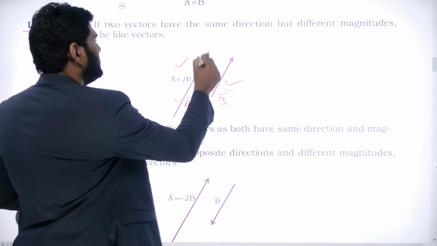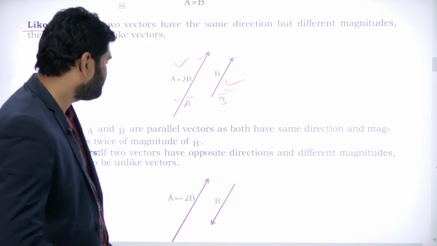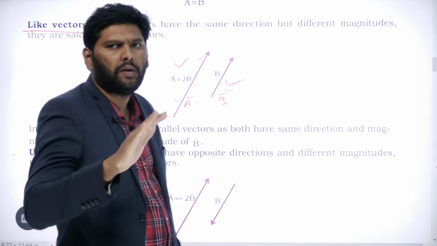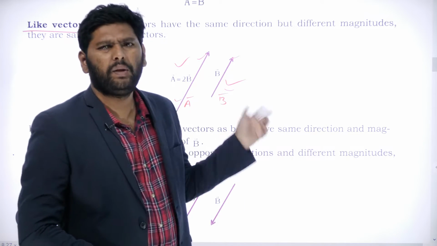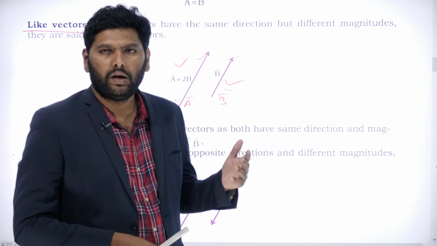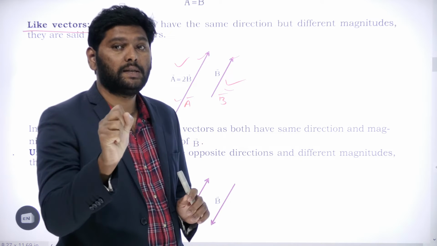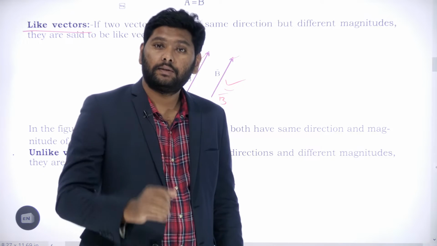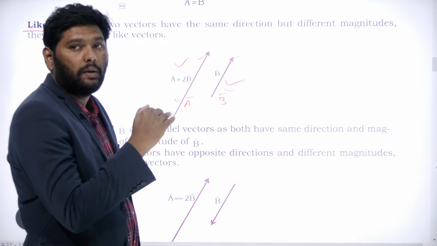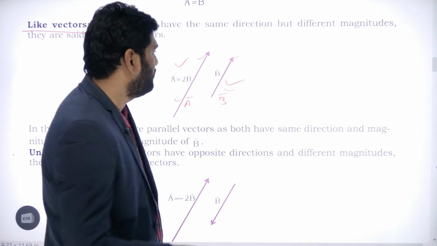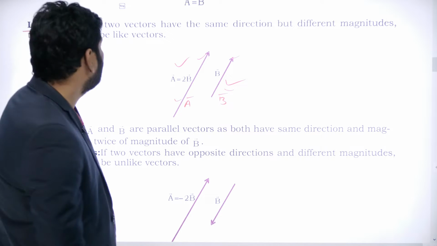Since these two vectors are known as like vectors. Got my point? And these two vectors may or may not be of the same nature. This may be a force, that may be a displacement, or acceleration, something else. But when you are considering equal vectors, they must have the same nature. So for like vectors, they may or may not be the same nature, but different magnitude, same direction. Those are known as like vectors.